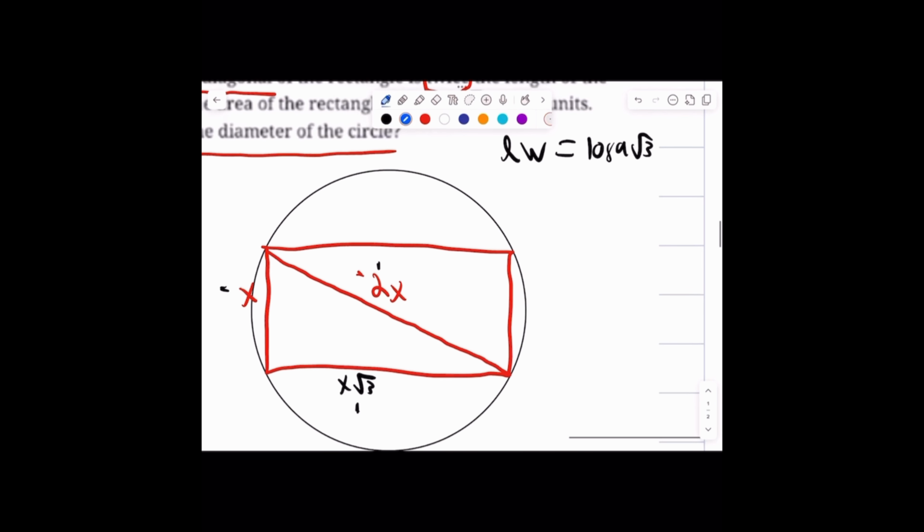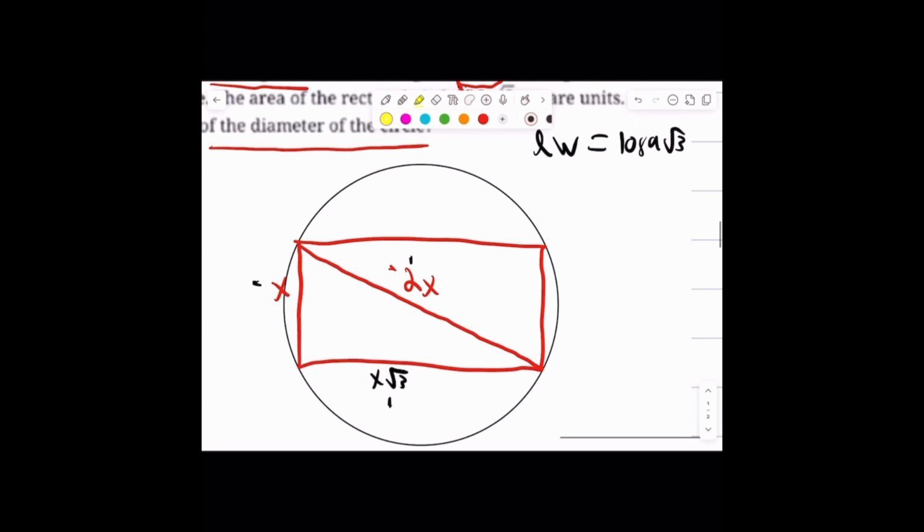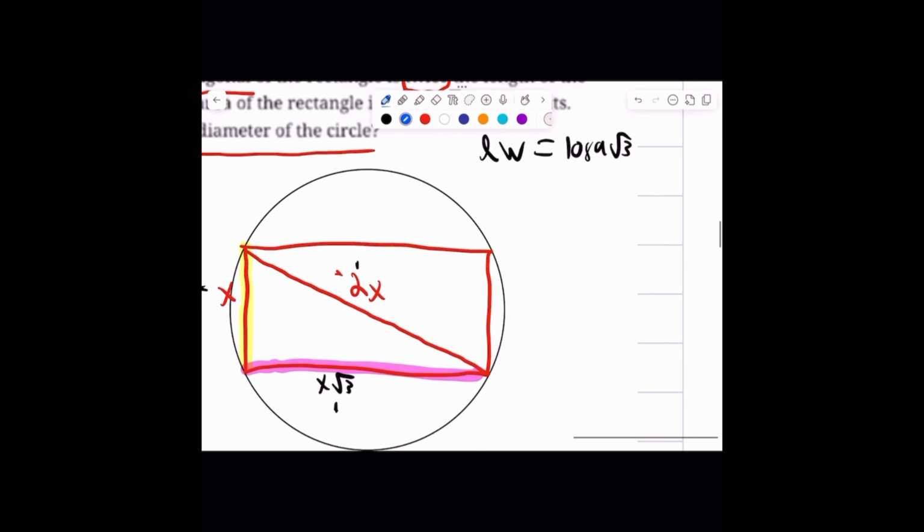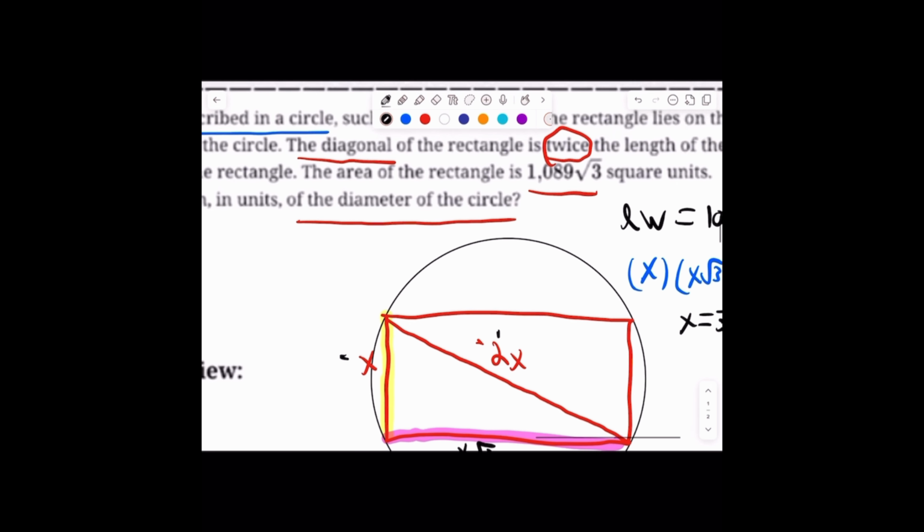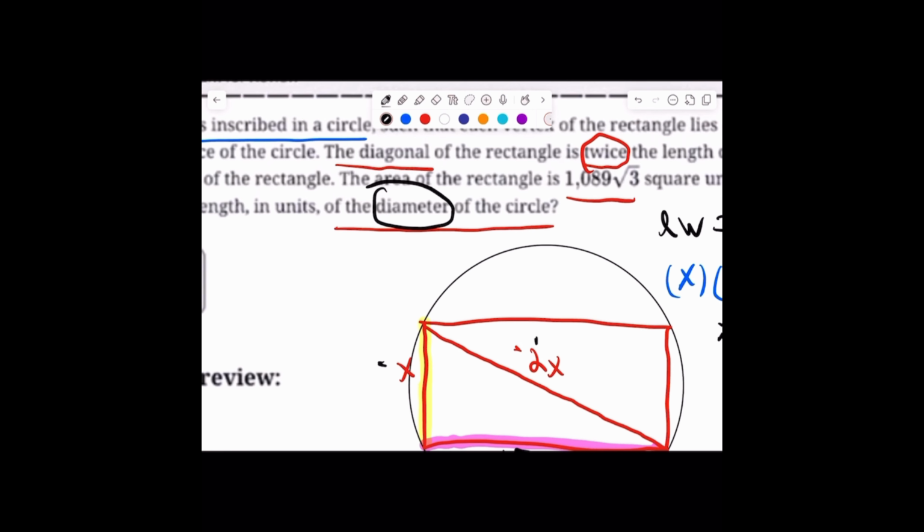So then, knowing this, we could plug in our length, which is this, with our width, which is this. So then we get x root 3, actually apologies, this is our length, x, and x root 3 as our width is equal to 1089 root 3. And then when you solve for x, you would get that x is equal to 33. But we're not solving for that, we're solving for the diameter of the circle.